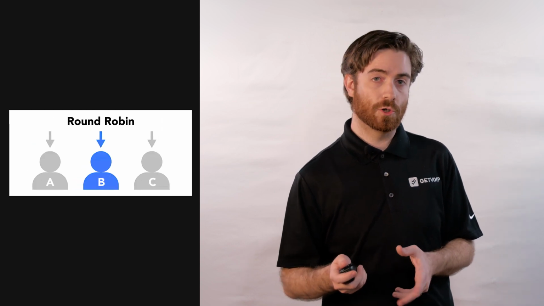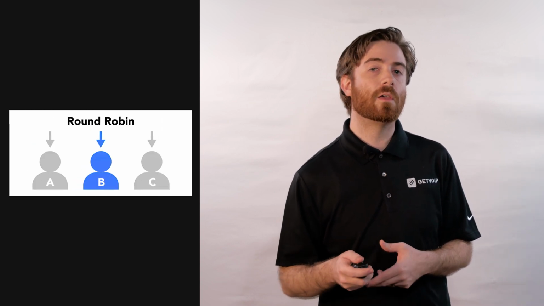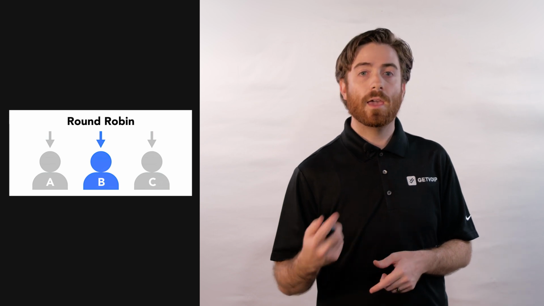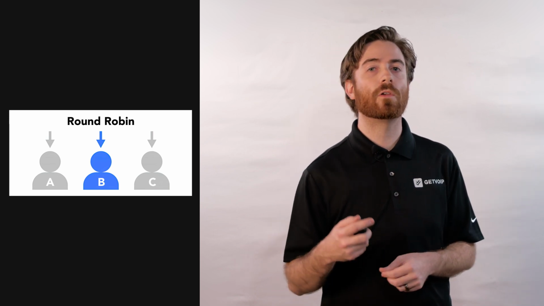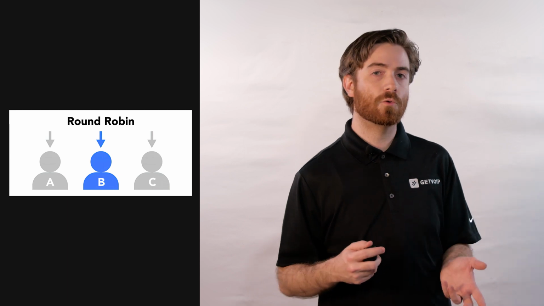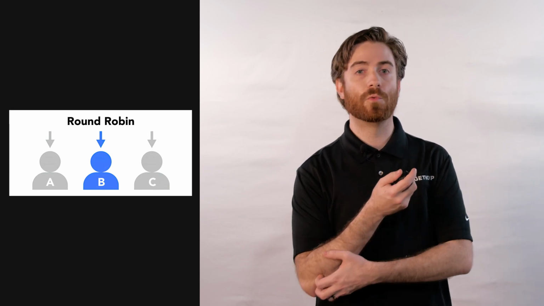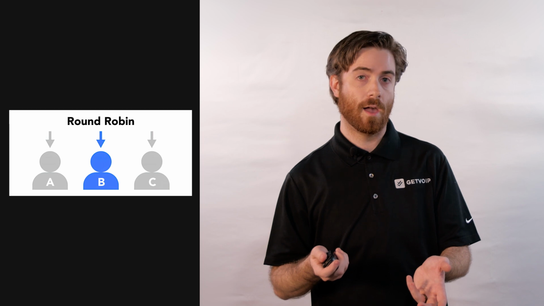Round robin distribution is more equitable and follows a take turns approach. Agent A still takes the first call, but after that, the inbound call goes to agent B, the third inbound call goes to agent C, and the fourth goes back to agent A.